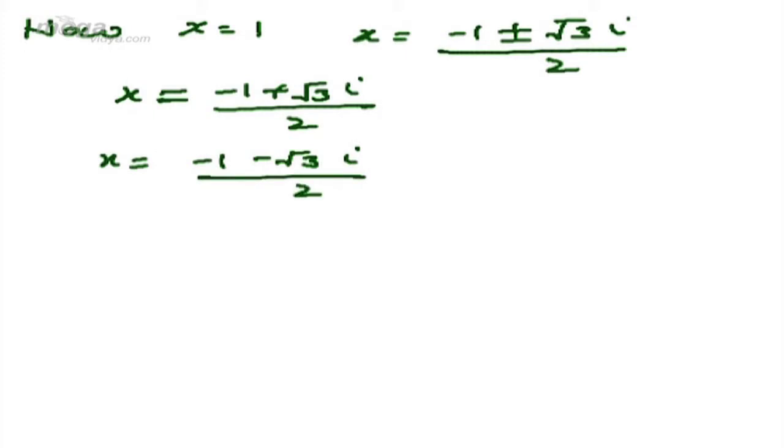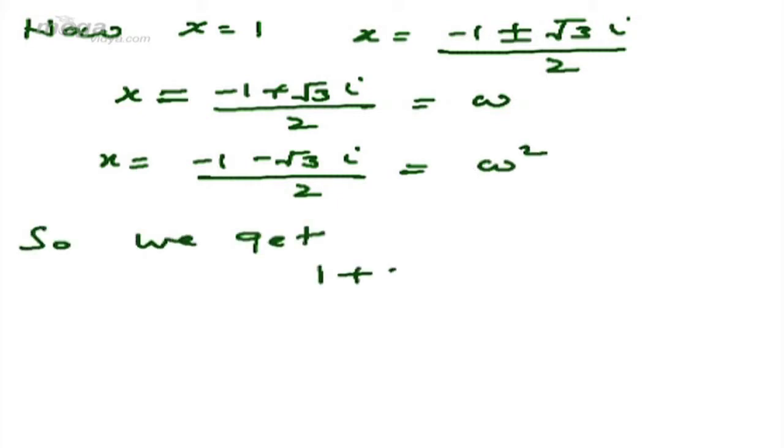Let us assume x is equal to (minus 1 plus root 3 i) by 2 is equal to omega. So the second root, (minus 1 minus root 3 i) by 2, will become omega square. So we get 1 plus omega plus omega square is equal to 0 and omega cube is equal to 1. Now we will do some questions based on the cube roots of unity.